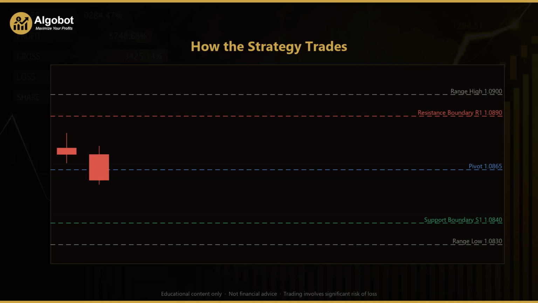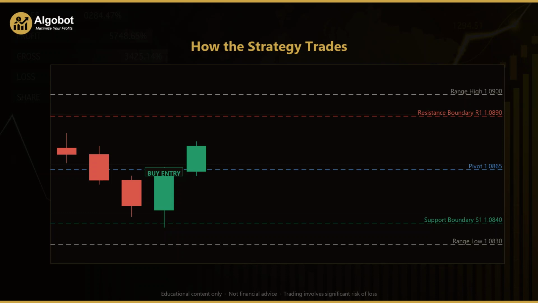Now let's bring it all together on the chart and walk through both a long and a short, candle by candle. Across the price, you can see the map the strategy has built from the last 20 bars. The range high sits at 1.0900, and the range low sits at 1.0830. Inside those edges are the 2 reaction boundaries. The resistance boundary R1 is at 1.0890, the support boundary S1 is at 1.0840, and the pivot rests between them at 1.0865.